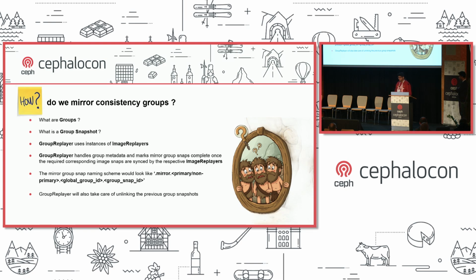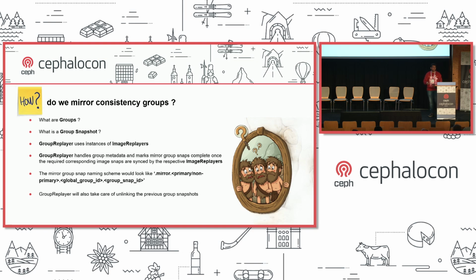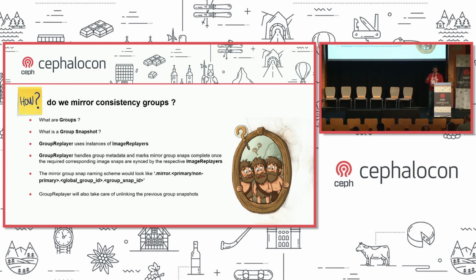Here is the naming format we use for the mirroring group snapshot. It starts with .mirror, and then there is a primary or non-primary label, which defines where the snapshot was actually created. There is a group global ID and the group snap ID, which remain the same on both primary and secondary. The group replayer also takes care of unlinking these group snapshots while mirroring is happening. If a previous group snapshot is already synced to the secondary, it makes sure that when it is no longer needed, it removes it.